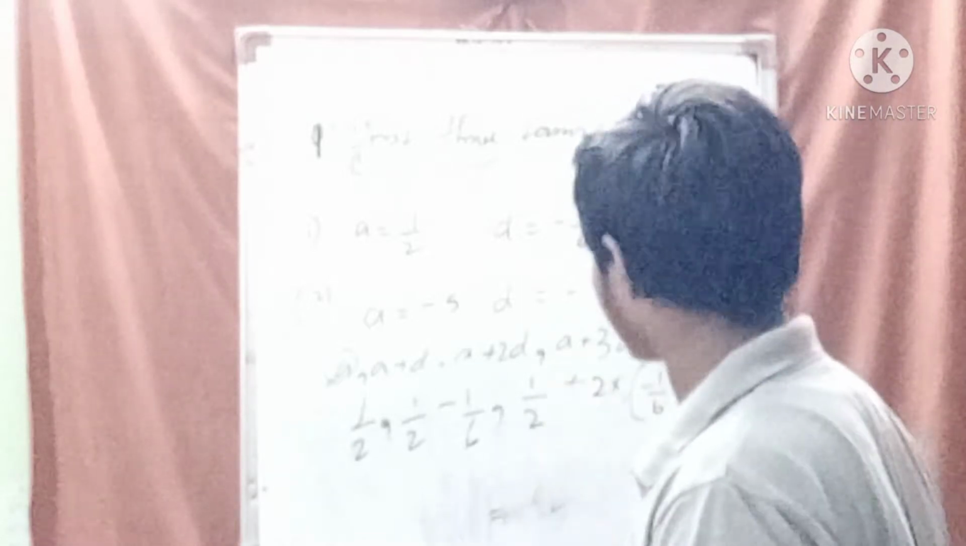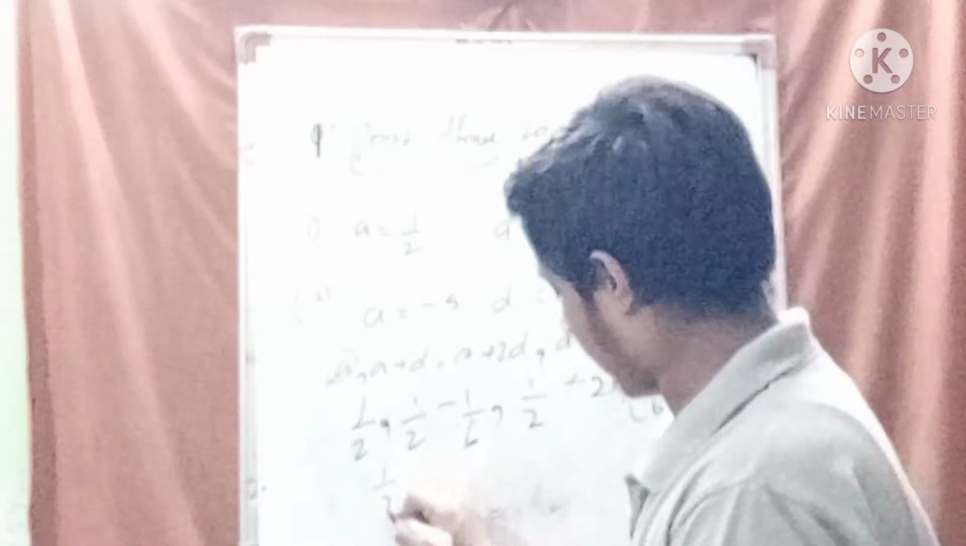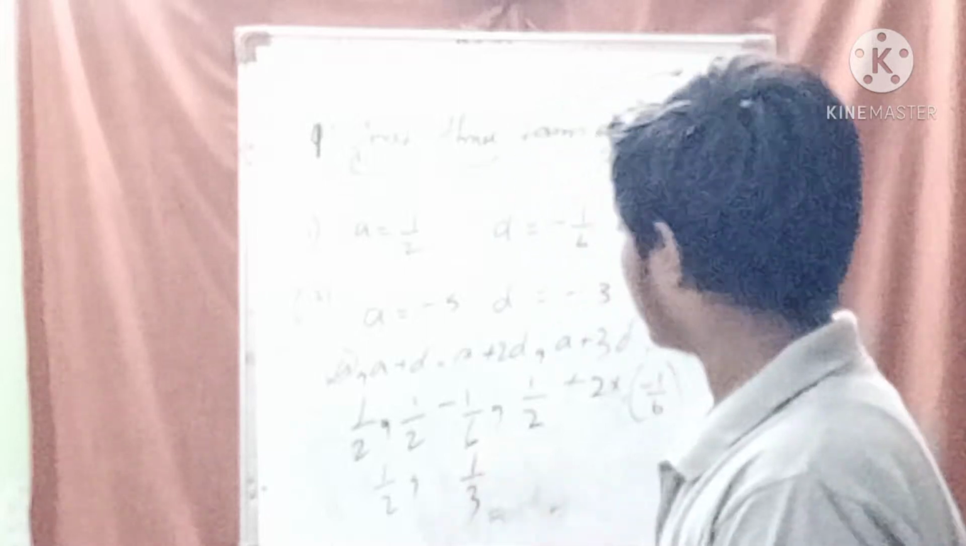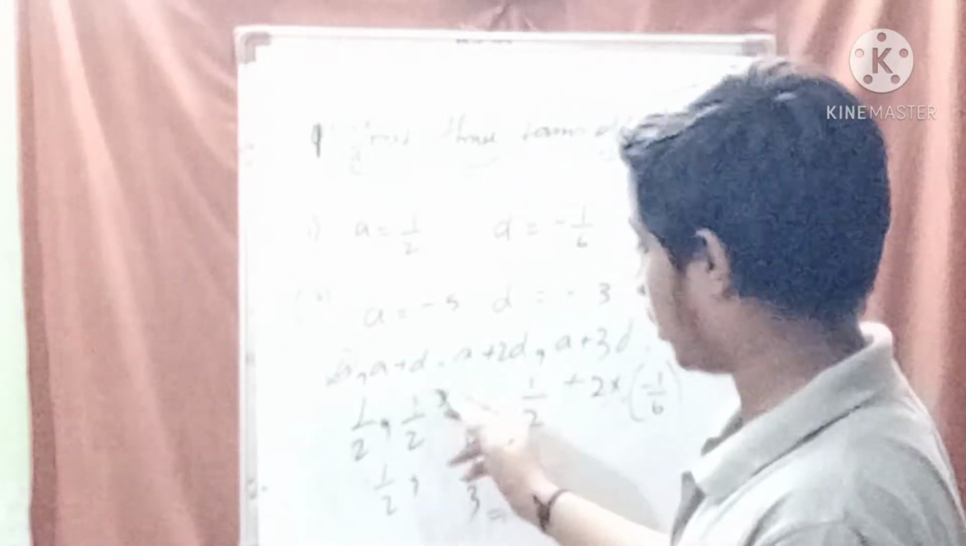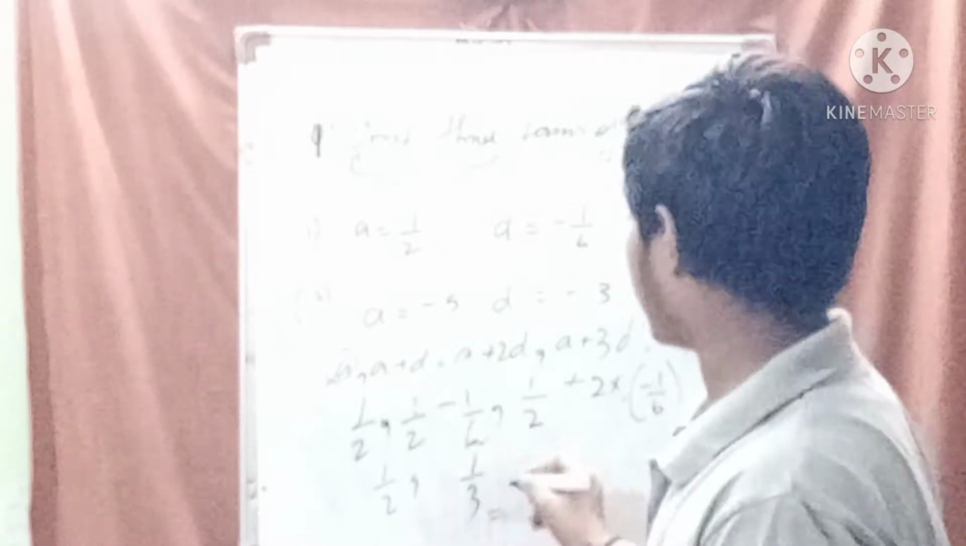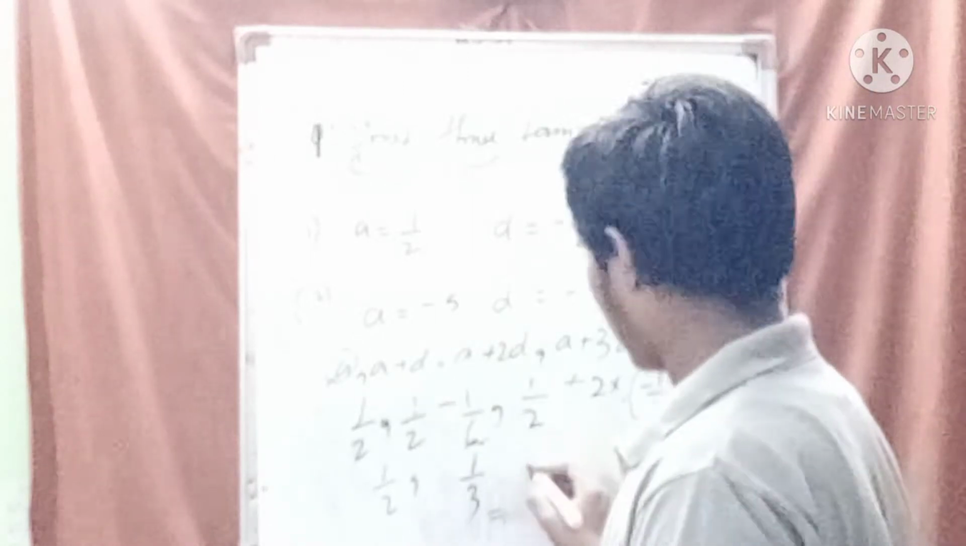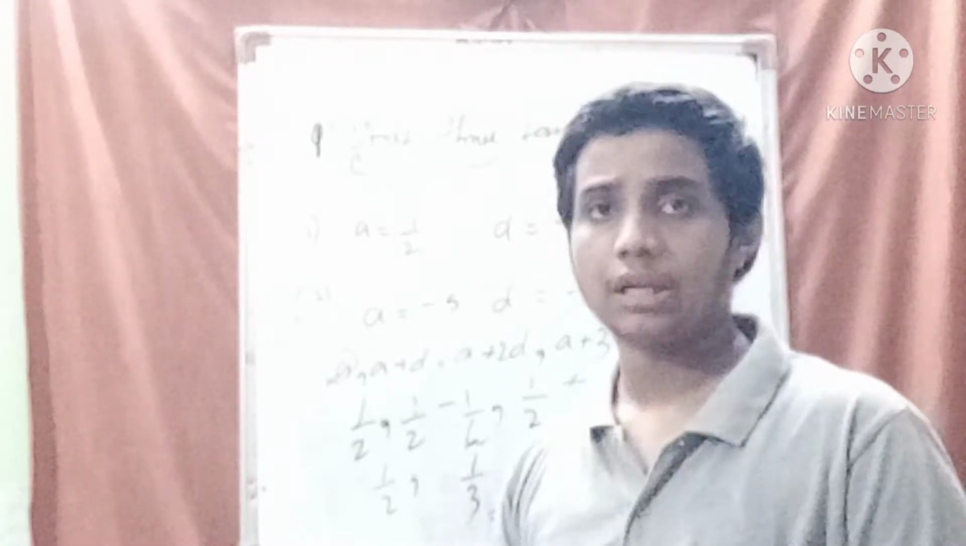So the first term is 1 by 2, the second one is 1 by 3. You have to calculate it. It is simple: 3 minus 1 is 2, hence the answer 1 by 3. The next one is 1 by 6. So these are the first 3 terms of the AP. Let's move on to the next question.